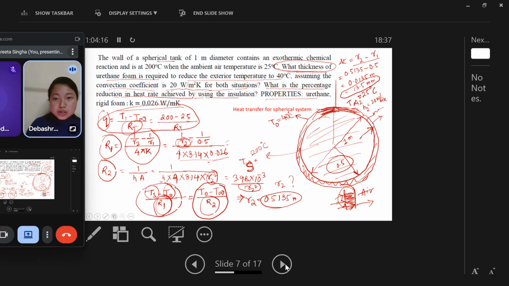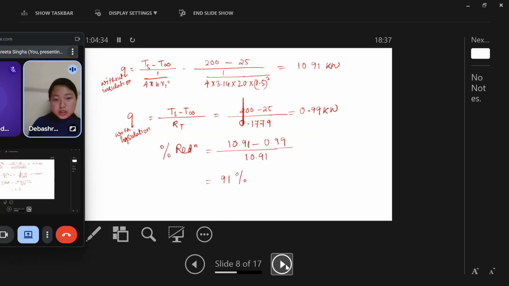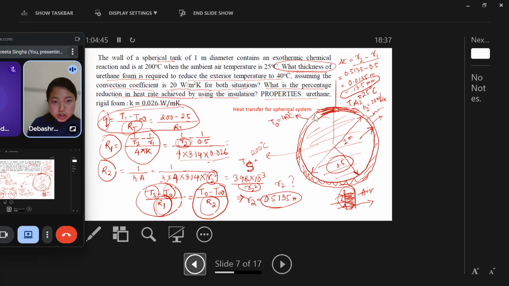Then the next question is to find the percentage heat reduction. Because of the addition of that insulation, the heat is not going directly into the air, but through some insulation. So the heat loss is reduced in this case. How will you find that? First, you find the Q without insulation. Suppose you consider that there was no insulation at all.